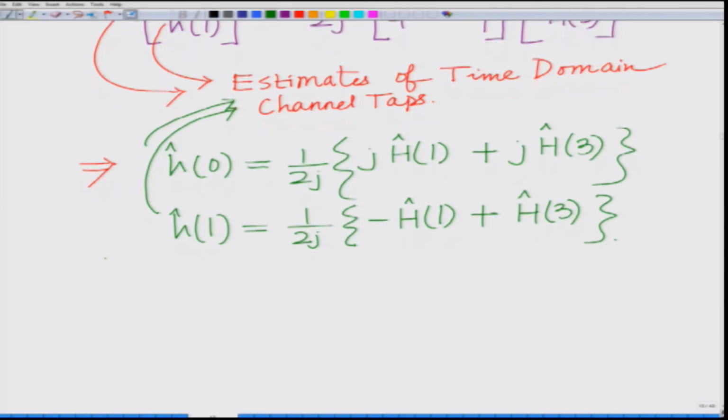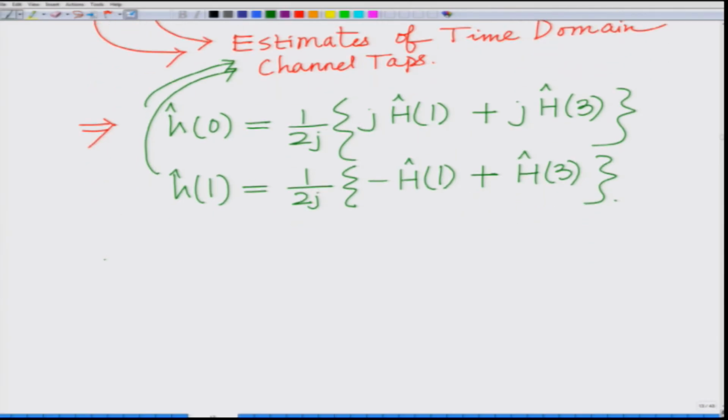So, these are given as small h hat 0 equals 1 over 2j times j times capital H hat 1 plus j times capital H hat 3, small h hat 1 equals 1 over 2j times minus capital H hat 1 plus capital H hat 3. Obviously capital H hat 1 and capital H hat 3 are the estimates of the channel coefficients across the pilot subcarriers in the frequency domain. And now from these, the rest of the subcarrier coefficients can be calculated.